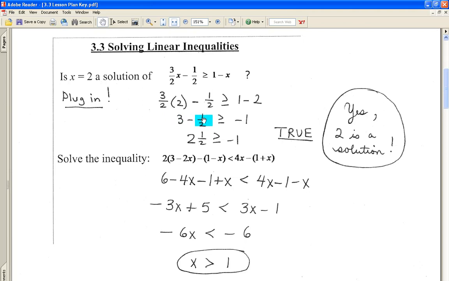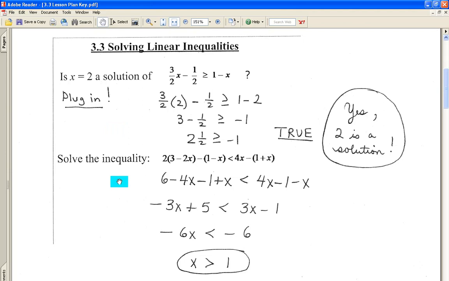3 cakes minus a half that you've eaten is 2.5 cakes. Done. 1 minus 2 is a -1. Is 2.5 greater than or equal to -1? Yes, it is. It's true. Therefore, 2 is a solution. Now, this is really just kind of a stupid starting problem, because I'm not interested in just giving you random numbers one at a time and asking you, does it work? But this is reminding you that a solution is something that makes it true. So the answer is yes.